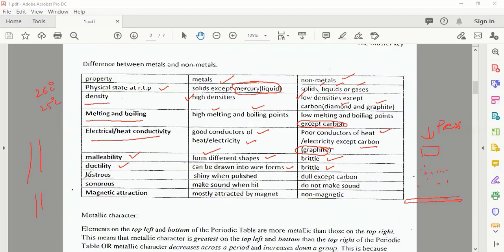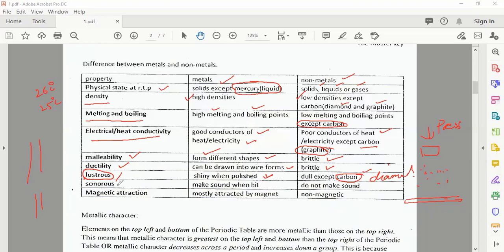After that, lustrous. Lustrous means shiny. Are they shiny or not? Metals are shiny when you polish them. But non-metals are not shiny, except carbon in the form of diamond. So metals are shiny and non-metals are dull.